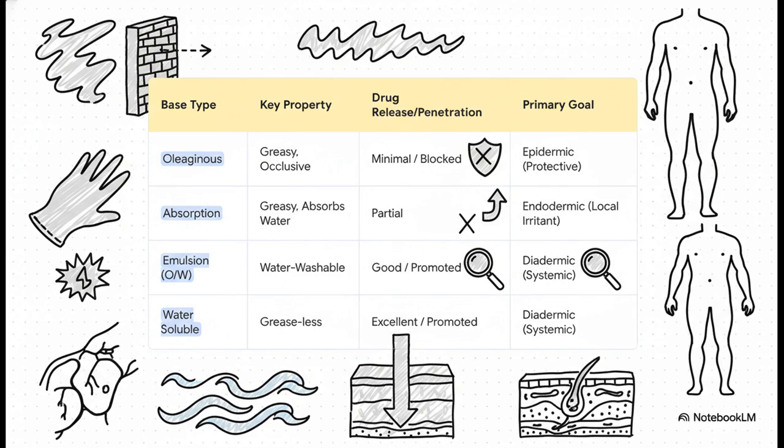All right, this table right here, this is pure gold for your exams. You're going to want to screenshot this. It lays it all out perfectly, linking the base type to its key property, how it releases the drug, and what its main goal is. You can see the pattern, right? Greasy and sticky? That means the drug stays put. Water washable and greaseless? That drug is going on a journey.